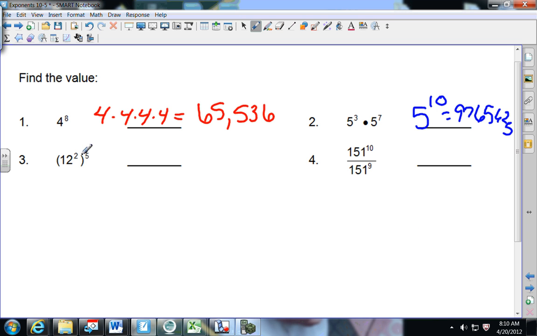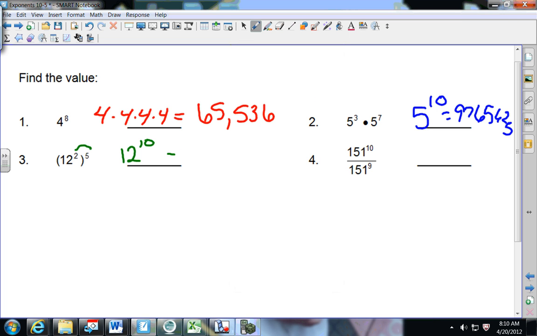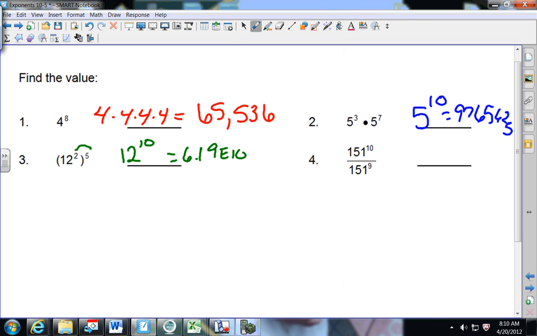Now, going back over here, this is a power to a power. Multiply these exponents so you get 12 to the 10th. So as you put that in there, you have 12 caret 10 and press enter. And it says 6.19, and then it just means that the number keeps going with e to the 10th. So don't really worry about all that. It's just a very large number.